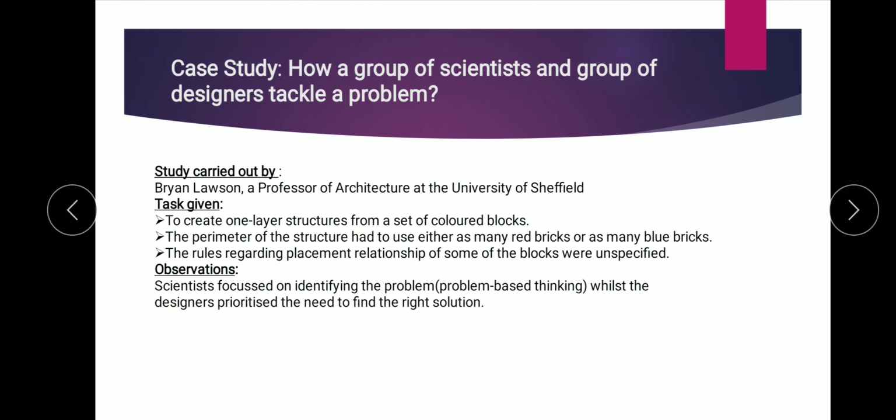So in a case study, we look at how a group of scientists and a group of designers tackle a problem. This case study was carried out by Dr. Brian Lawson of the University of Sheffield. He gave them a task to create one-layer structures from a set of colored blocks. The perimeter of the structure had to use either as many red bricks or as many blue bricks as possible. The rules regarding placement relationship of some of the blocks were unspecified. So what was the observation? Scientists focused on identifying the problem, whilst the designers prioritized the need to find the right solution.